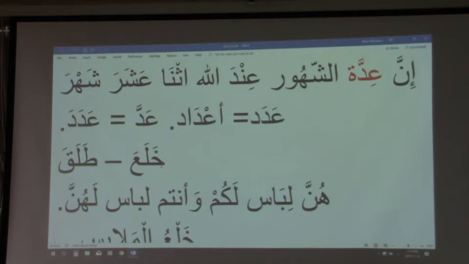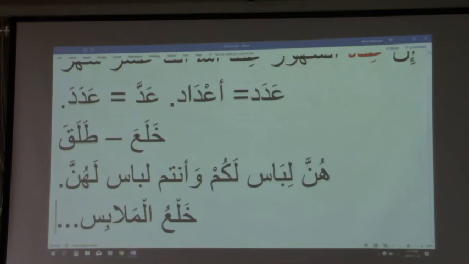Talaqa is to release. I come to the verse. What is hunna? They, female. Libasun, dress, garment. Lakum, O man, for you. Wa antum, O group of males, libasun lahunna. You are also a garment for them, ladies. Then we come to how we use it in normal life. Khal'ul malabis means to take off your clothing.